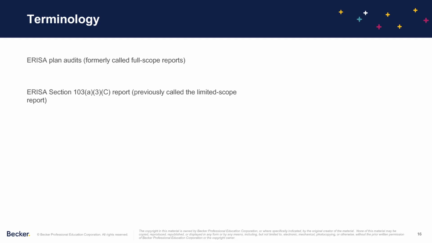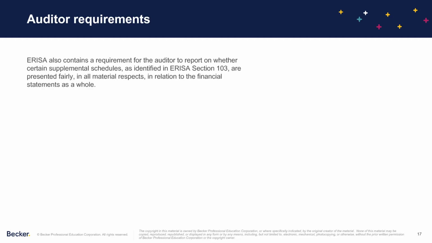So when we get into the auditor requirements, ERISA contains a requirement for the auditor to report on whether certain supplemental schedules, as identified in ERISA Section 103, are fairly presented in all material respects in relation to the financial statements as a whole. And that's very important. We do this very frequently for different types. We see it like the SEFA in a governmental environment. We give an opinion in relation to the financial statements as a whole.